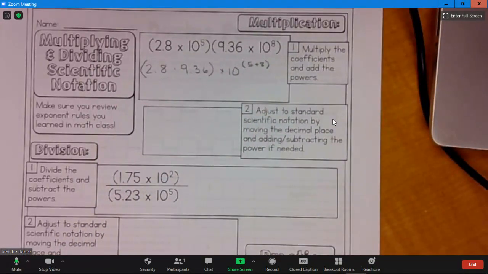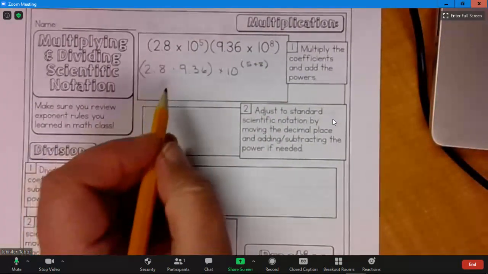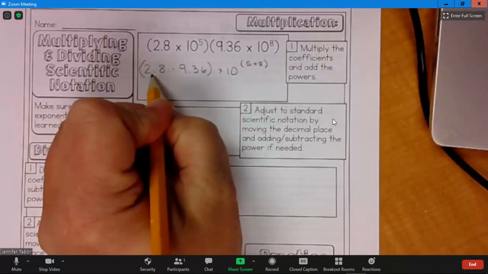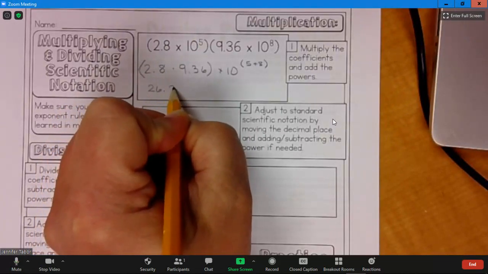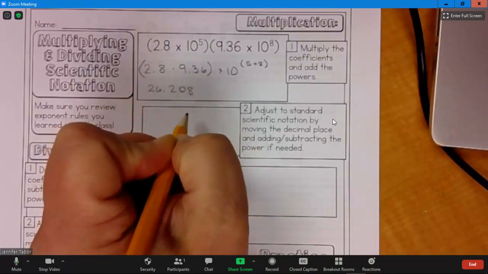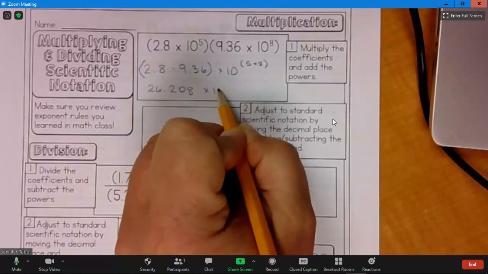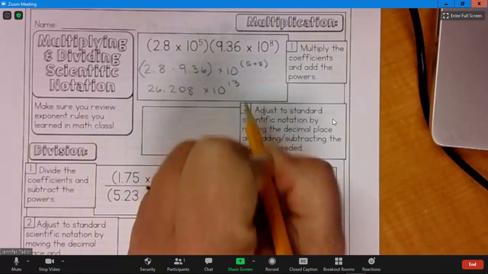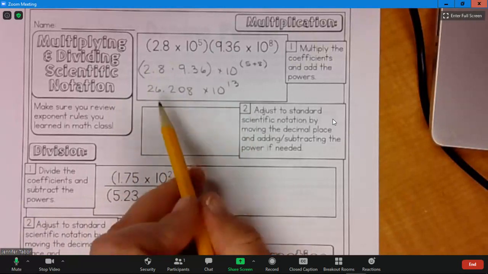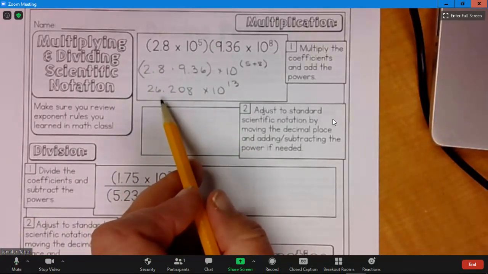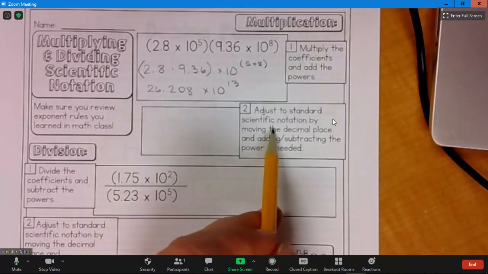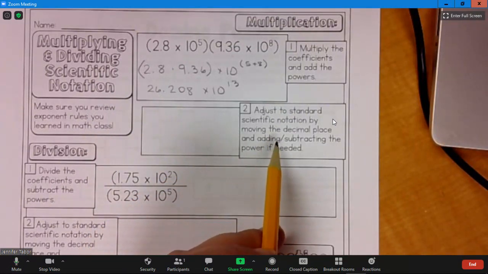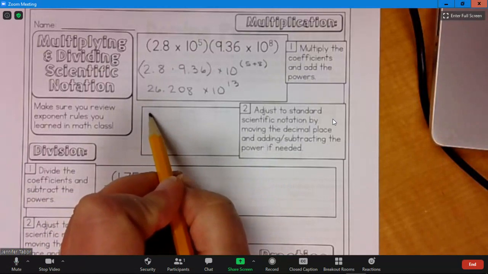So when we multiply those together, 2.8 times 9.36, we end up with 26.208. Then the exponents, times 10 to the 13. Okay. First thing we notice is now this number is not in proper scientific notation because my number is not between 1 and 10. So we want to adjust it by moving the decimal place.